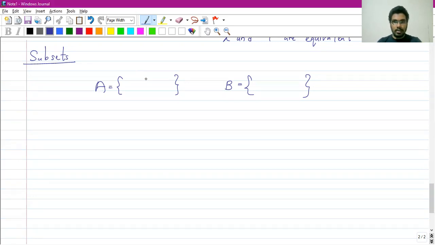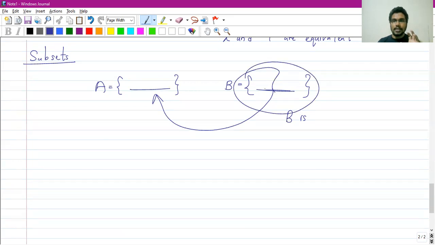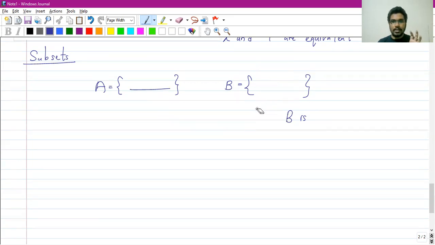So I will again tell it in Sinhala. B කියන set එක ඇතුලේ තියෙන ඔක්කොම elements A කියන set එක ඇතුලේ තියෙනවා නම් B කියන එකේ elements ඔක්කොම A කියන set එක ඇතුලේ තියෙනවා නම් so we can say B is a subset of A. So I think you can understand it.